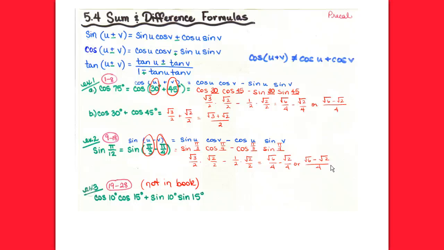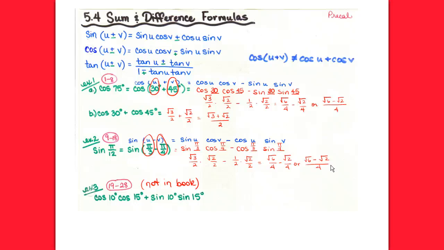Cosine 75 is equal to sine 15. Yes, cofunctions of complementary angles are equal to each other, right? So 15 and 75 are complementary, and sine and cosine are cofunctions. So cofunctions of complementary angles are equal. So that's why these just so happened to be equal.